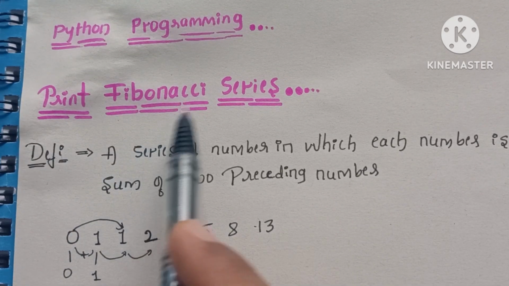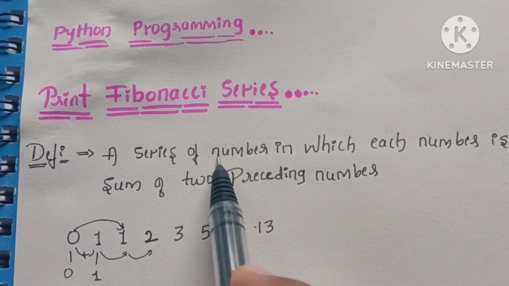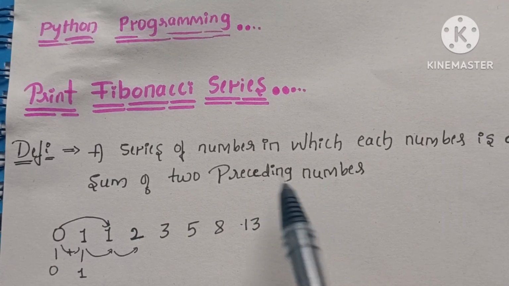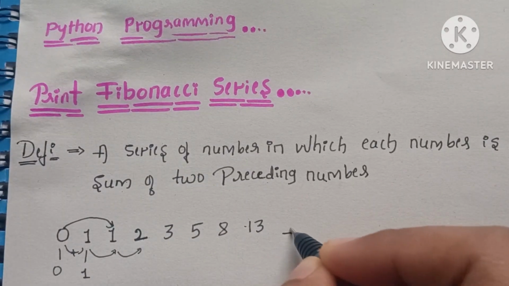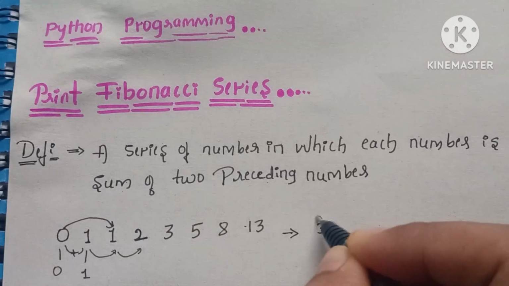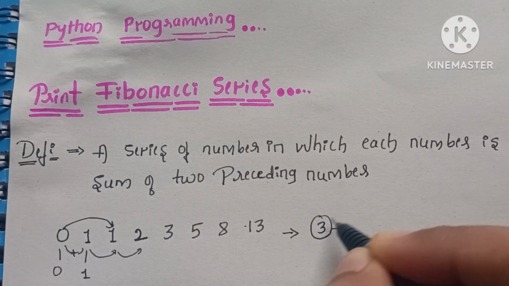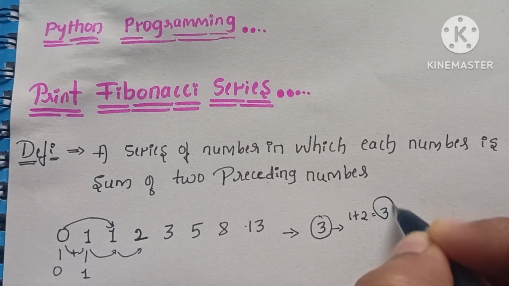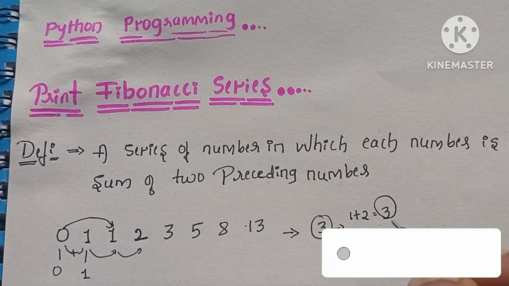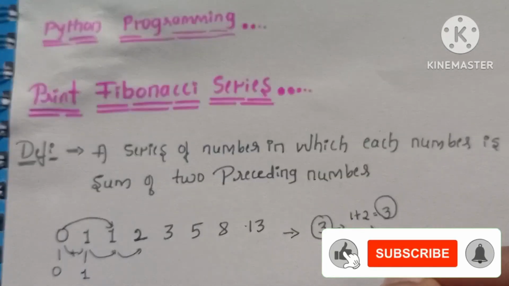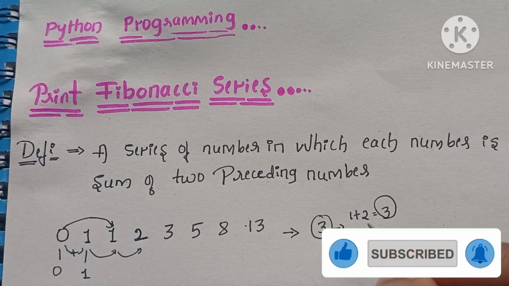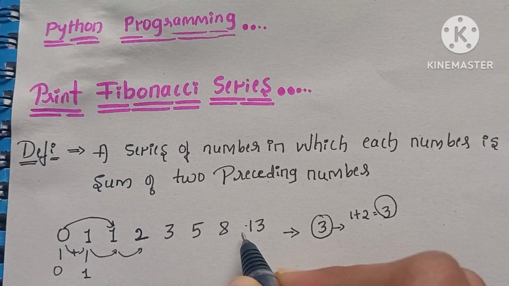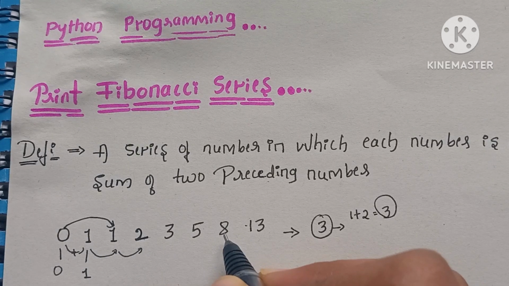The definition of the Fibonacci series: a series of numbers in which each number is the sum of the two preceding numbers. Means whenever you write some Fibonacci number, for example 3, before it you need to add two numbers, that is 1 plus 2. This is 3, so this is called a Fibonacci number. So here I will print the Fibonacci series of numbers. Here I'm just putting some numbers: 0, 1, 2, 3, 5, 8, like this. These are the Fibonacci series of numbers.